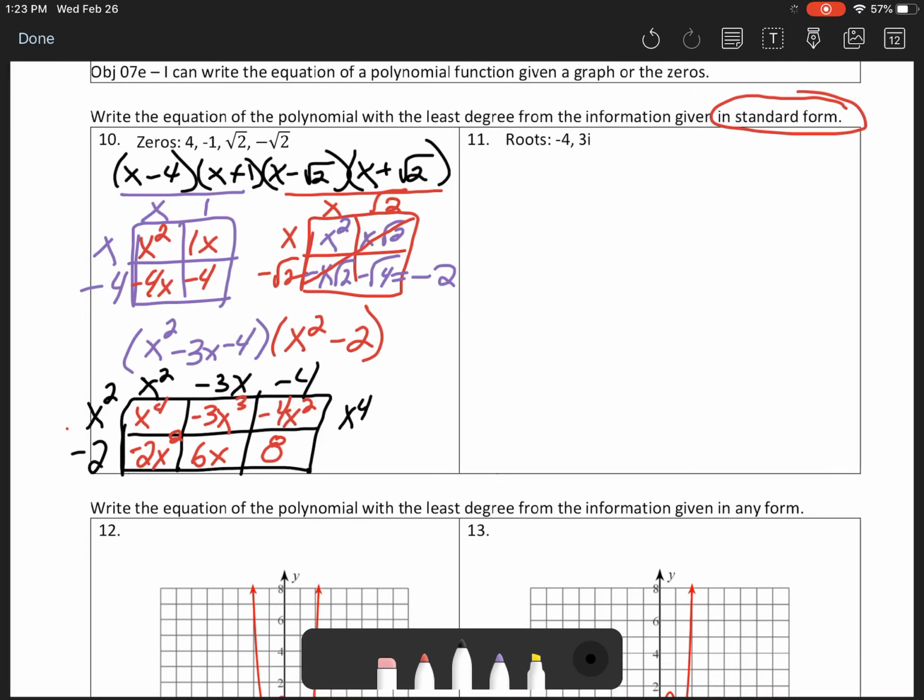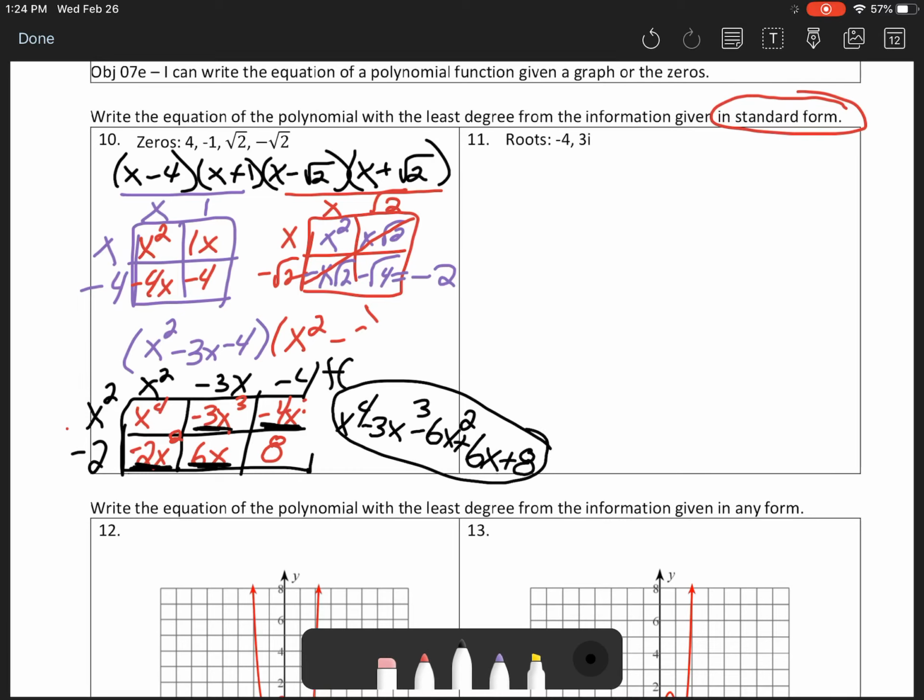So when I write all of this out and make sure I combine my like terms, I have x to the 4th. I can't combine it with anything. Next, I have my -3x cubed, then I have my -4x squared and -2x squared, which is -6x squared, then I have my plain 6x, and I have my 8. And so there it is. There is my function f of x in standard form.